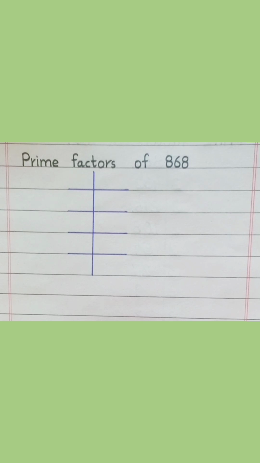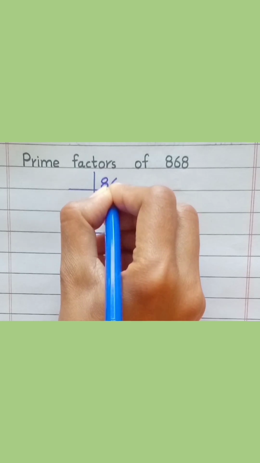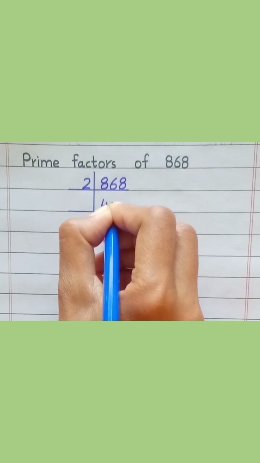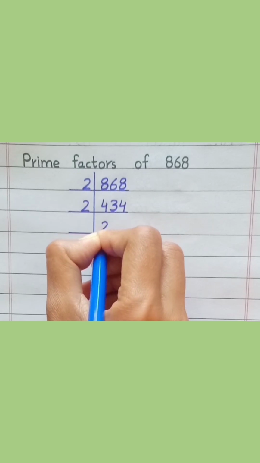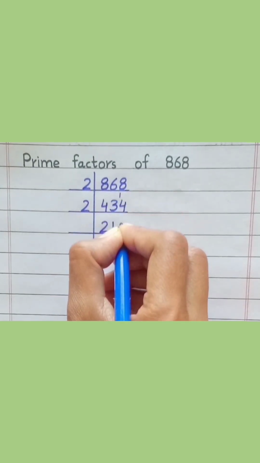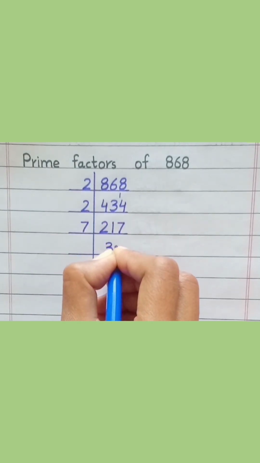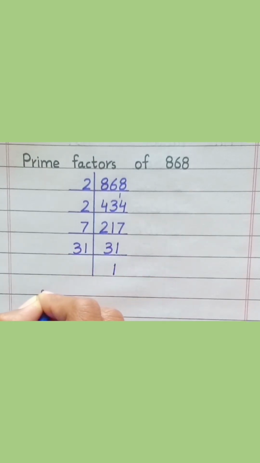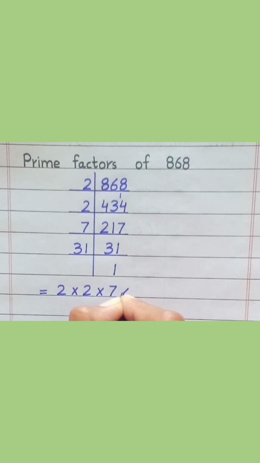Prime factors of 868. 2 4s are 8, 2 3s are 6, 2 4s are 8, 2 2s are 4, 2 1s are 2, 2 7s are 14. 7 3s are 21, 7 1s are 7, 31 ones are 31, equal 2 multiply 2 multiply 7 multiply 31.